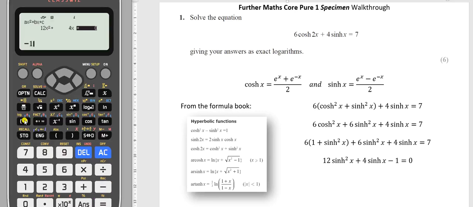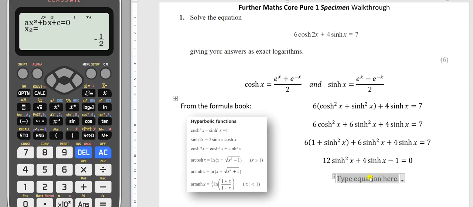We put in 12, 4, and minus 1, and we get our solutions of 1 over 6 and minus a half. Make sure you get the signs right on these as well. It's easy to mess up. If in doubt, click back through, press equals a couple more times, get back to here, make sure the numbers you've got here match the numbers you've got here. It's an easy mistake to make, and all of us will do it at some point.